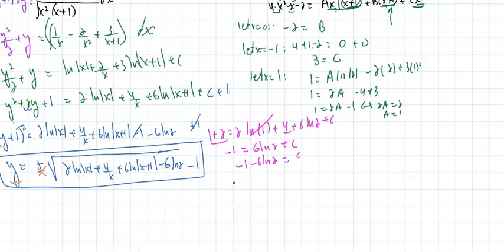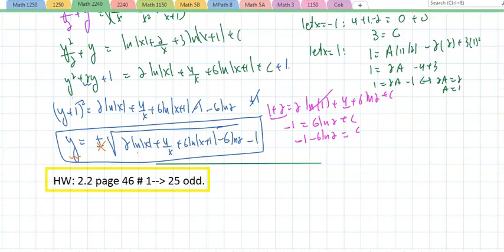And that's pretty much it. Let me give you the homework. There's the homework on page 46. You're going to do 1 through 25 odd. This is probably the longest homework I'll ever give you. 1 through 25 odd.